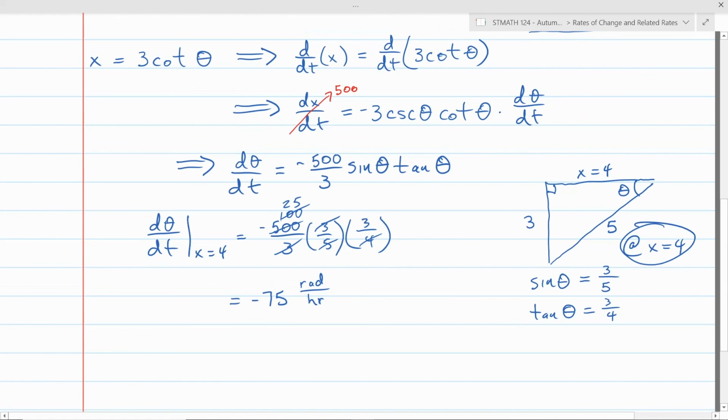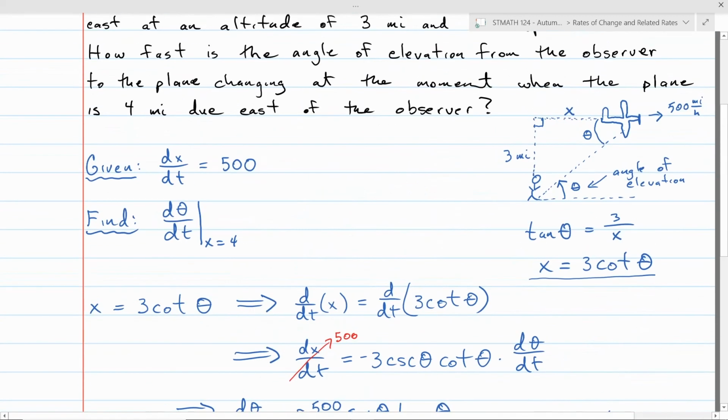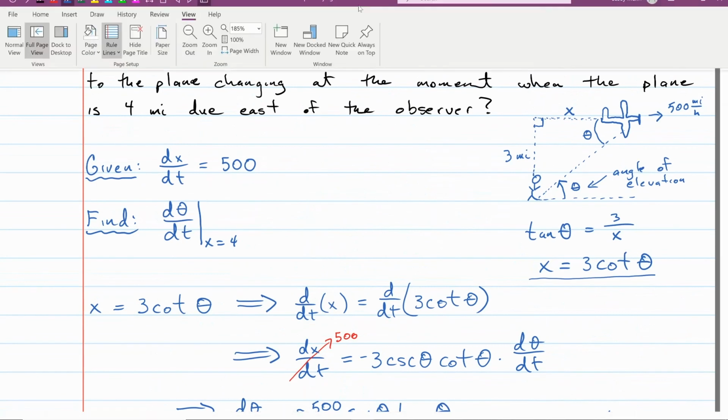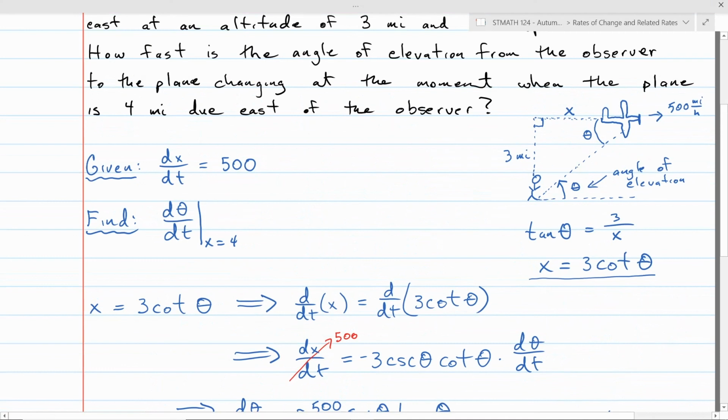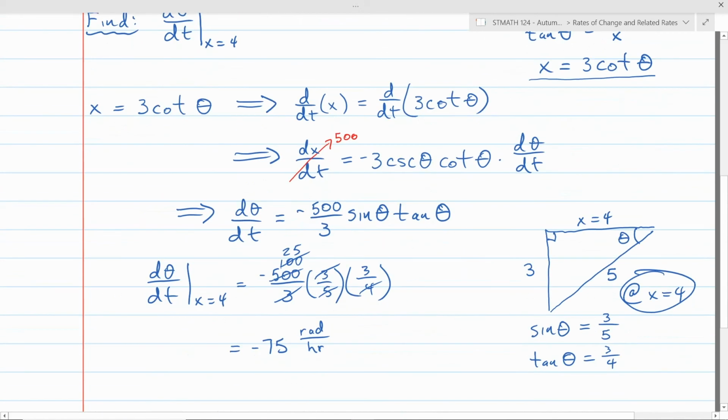And even the negative makes sense because as the plane flies away, this angle is going to be turning in a clockwise way, like the angle is going to be decreased. And we know that when we measure angles counterclockwise, it's the negative direction of rotation. So the negative just means it's clockwise.